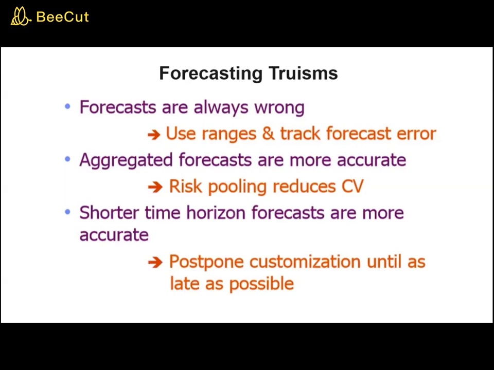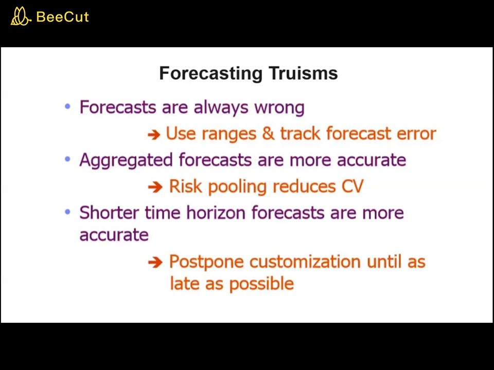And so in order to keep that in account, ranges are used. But it is important to remember that forecasting is not an accurate science. It is a general prediction. Also, another truth is that aggregate forecasts are more accurate.